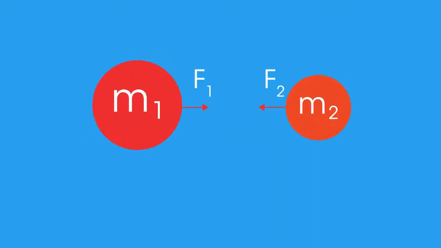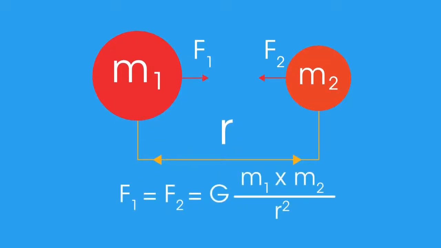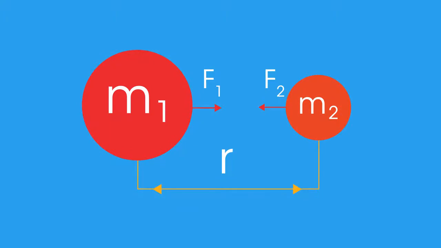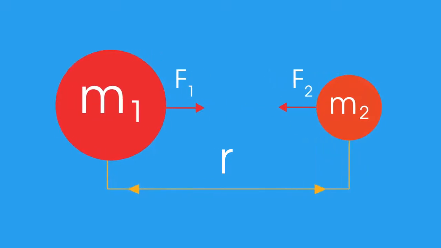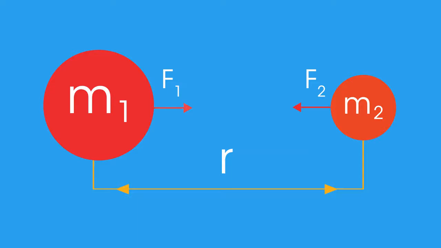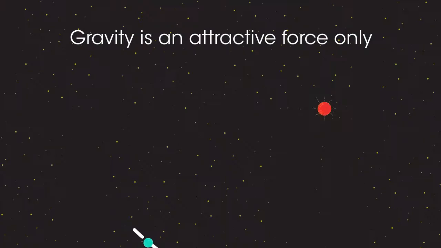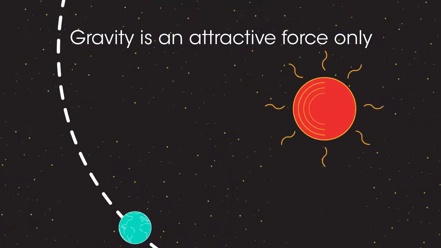The force increases as either or both of the masses m1 and m2 increase and drops off by the square of the distance r between them. So for example, doubling the mass of one of the objects also doubles the force of gravity experienced. But doubling the distance between the two objects results in the force being reduced to 1/4 of the original value. Gravity is an attractive force only and acts weaker over long distances.